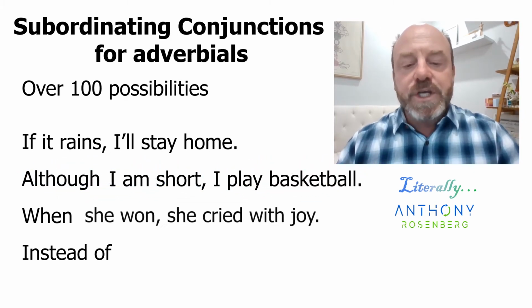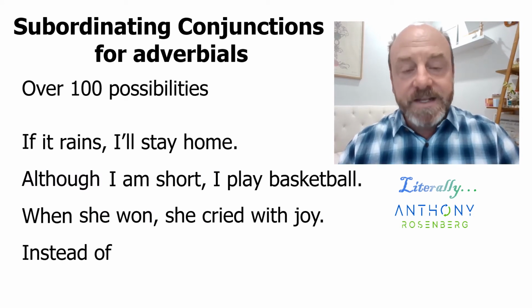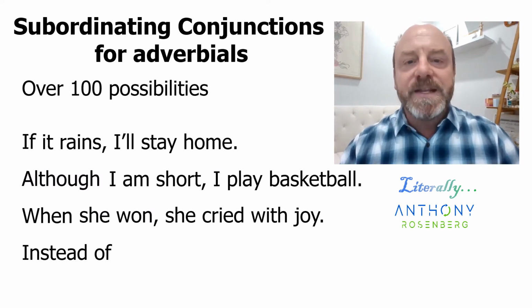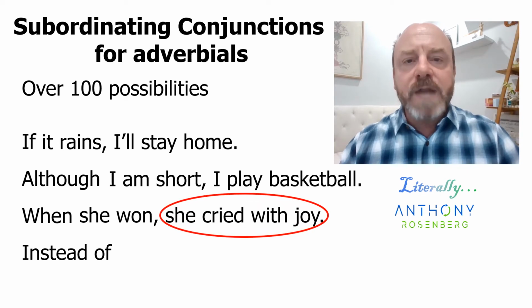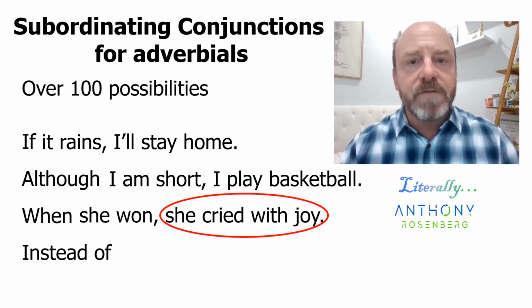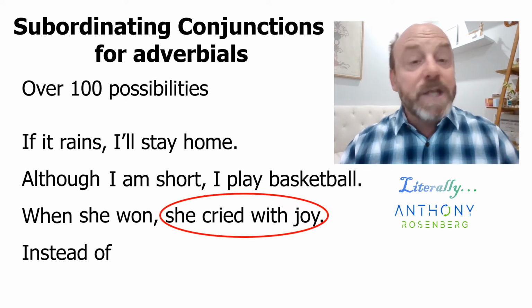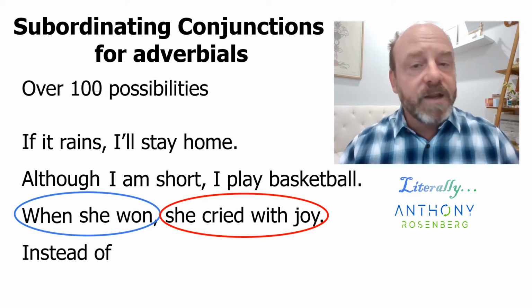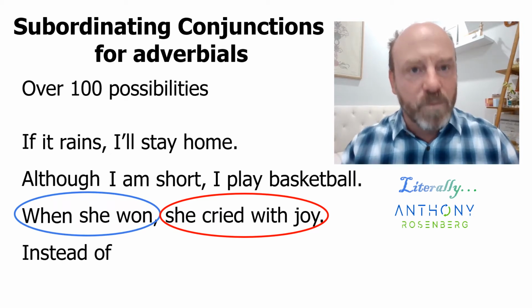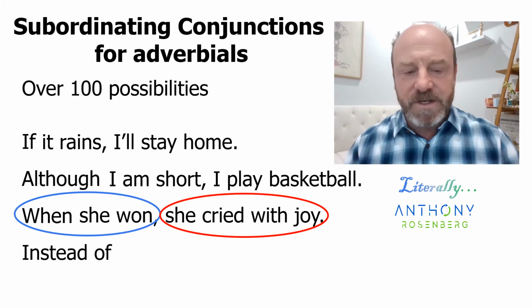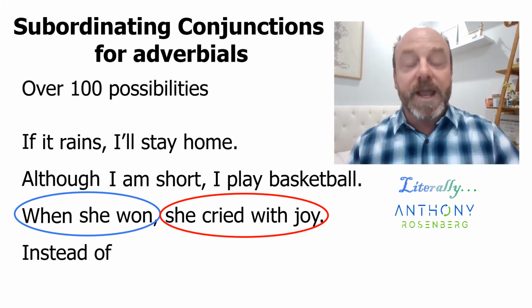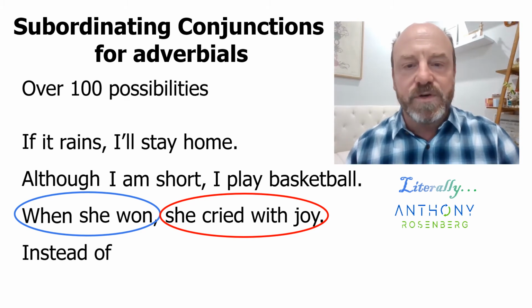When she won, she cried with joy. So again, separate them, isolate them, try them by themselves. "She cried with joy." Well, that's fair enough. We can understand that. "When she won": if I came up and just said, when she won, you'd be like, what happened? What happened when she won? So our dependent clause or subordinate clause is "when she won," and "she cried with joy" is our independent clause.